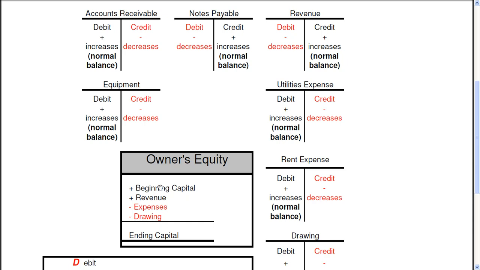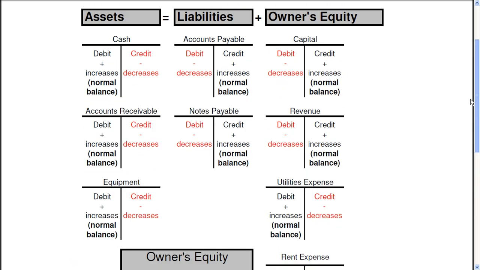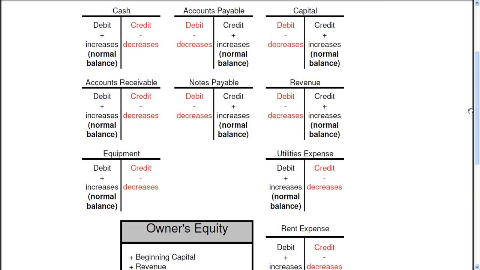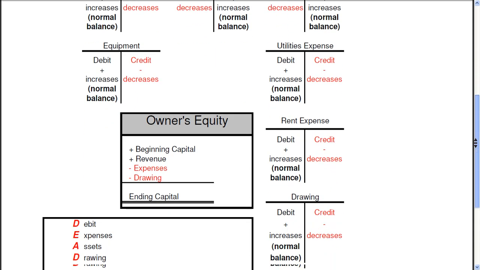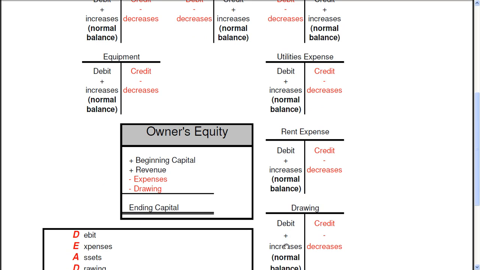Owner's equity is calculated by adding beginning capital to revenue, subtracting expenses, and subtracting drawing, and we come up with our ending capital. So what we see over in the owner's equity column is that capital and revenue are increased by credits, as are liabilities, but expenses, utilities expense, rent expense, and drawing are all increased by debits. So they act a lot like assets.